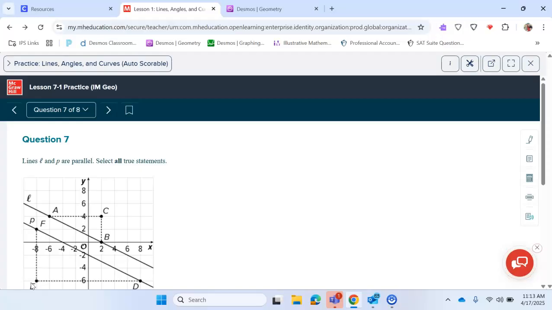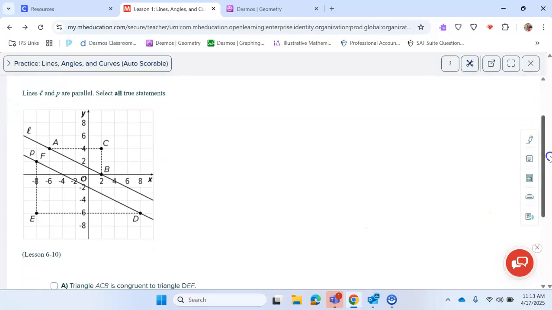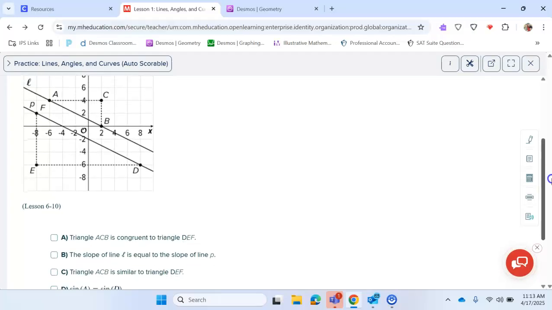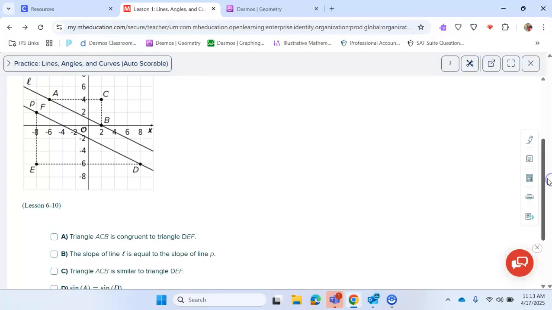Question 7. Lines L and P are parallel. Select all true statements. Triangle ACB is congruent to DEF. No, ACB is much smaller than DEF, right? The slope of line L is equal to the slope of line P. Well, if they're parallel, they have the same slope. Triangle ACB is similar to triangle DEF. That is true.